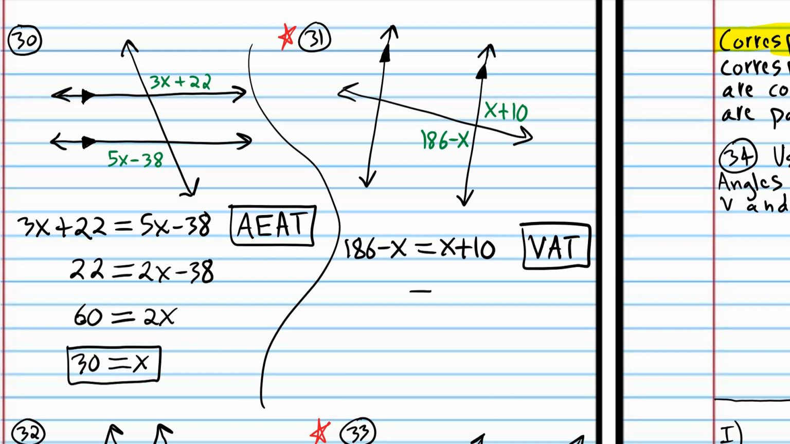Add x to both sides, and we get 186 is equal to 2x plus 10. Subtract 10 from both sides, you get 176 is equal to 2x. Divide both sides by 2, and we get x is equal to whatever that would be. I'm going to get out my calculator. 176 divided by 2 is 88.